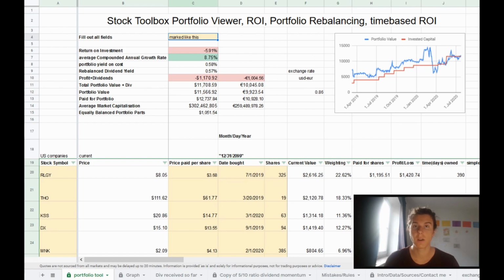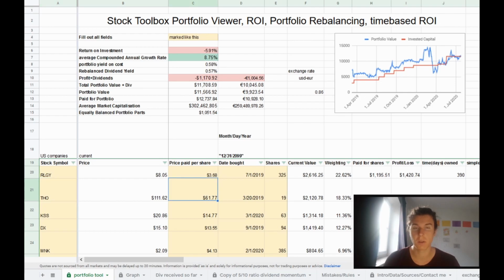You take all of the fields that are marked like this and then you fill them out and your tool is basically done and you get most of the input that you see around here automatically. And it's quite important to be a US company for this tool. For example, we take this stock with the ticker symbol THO, which is the stock called Thor Industries.